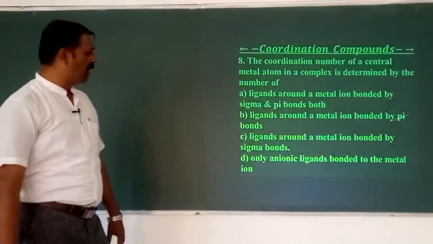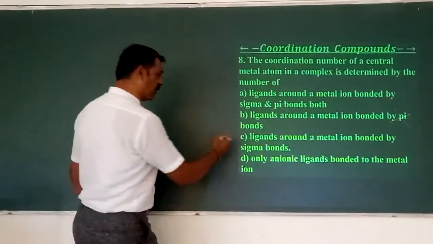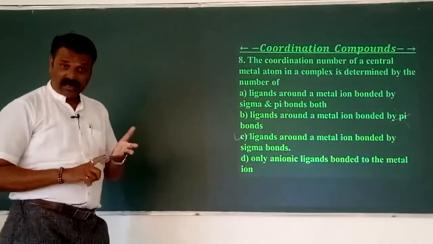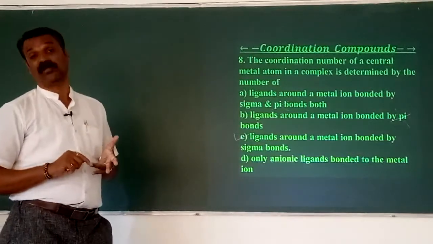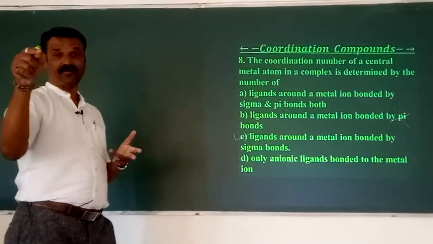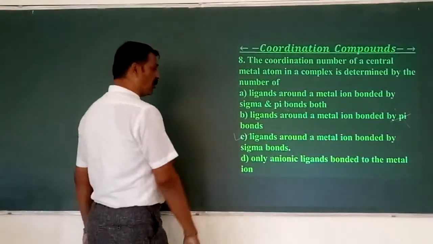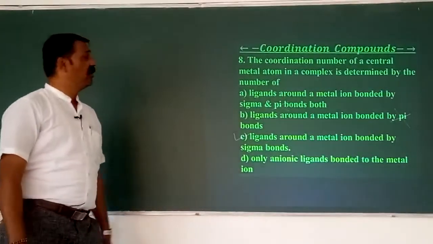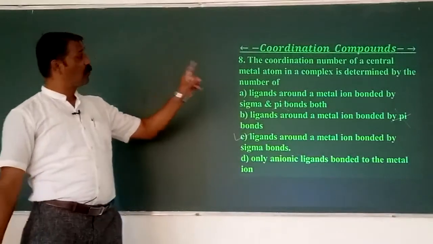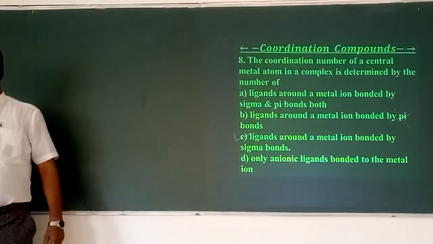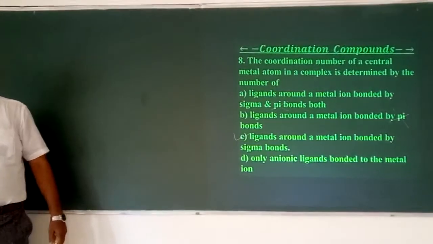Ligands around the central metal ion are bonded by only sigma bonds. I think this is one. Only anionic is not correct, because neutral is also possible, or sometimes cationic ligands also. Therefore this is not possible, hence we can expect C is the answer according to the definition of coordination number. Okay, that is 8C. Let's have the 9th now.